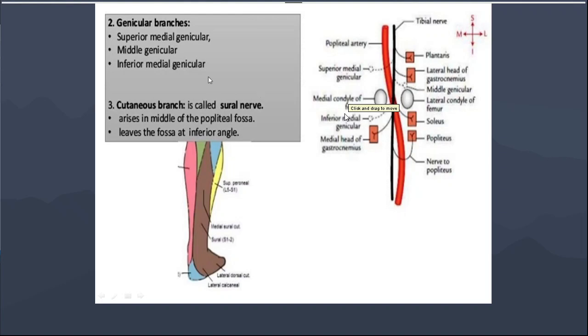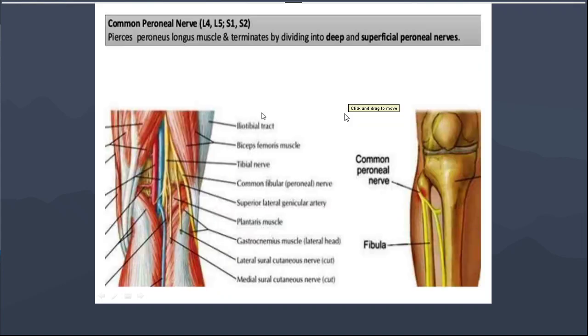Sural nerve is the branch of the tibial nerve. So don't write all these things, you can write the genicular branches, three. Now the cutaneous branch is called the sural nerve. Now coming to the common peroneal nerve, you can see its branches, deep and superficial.